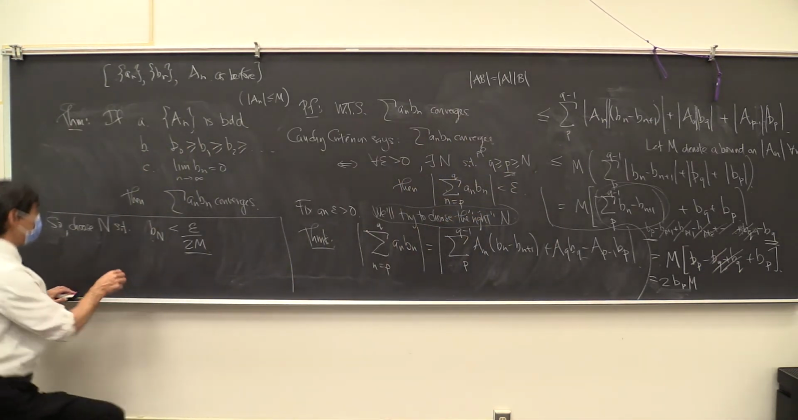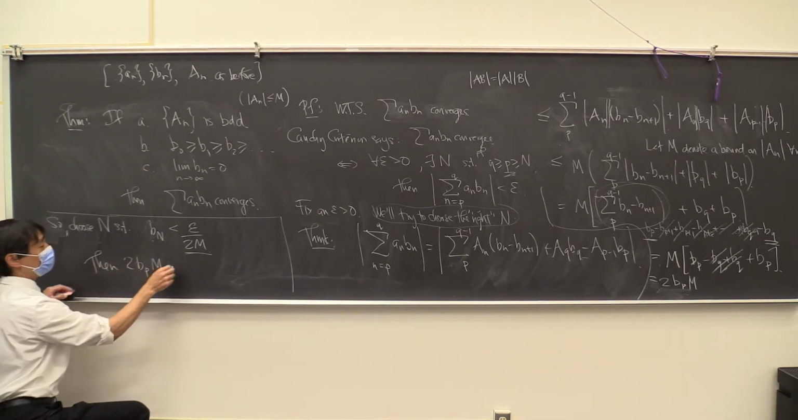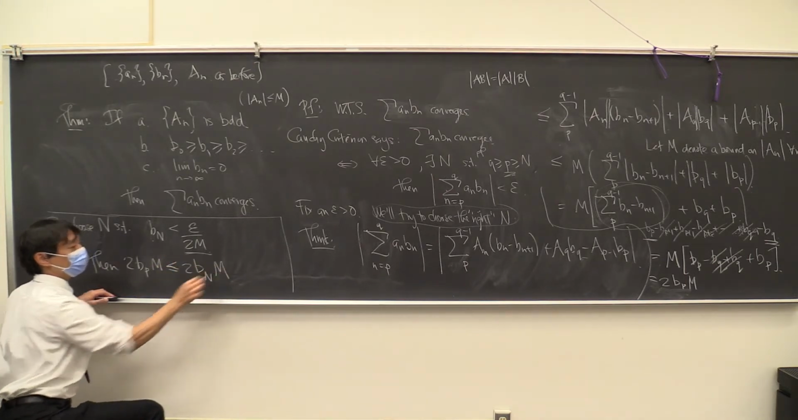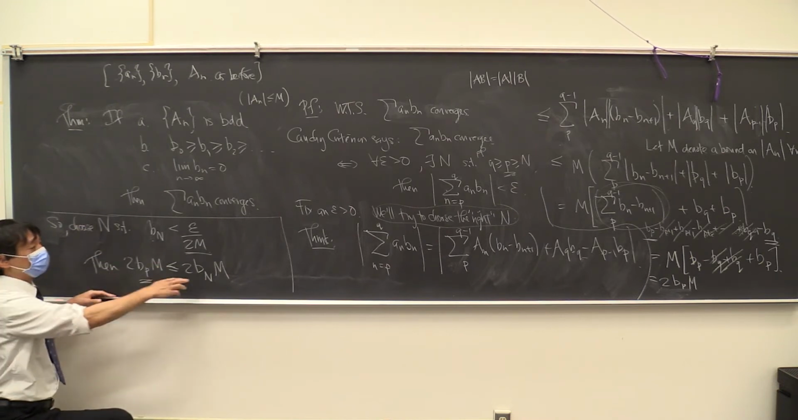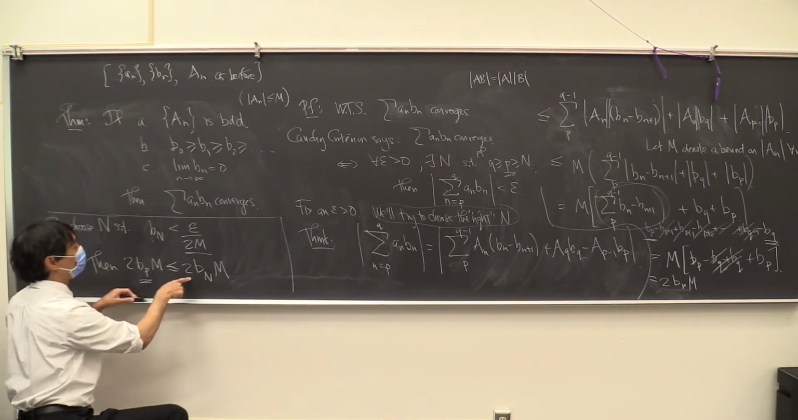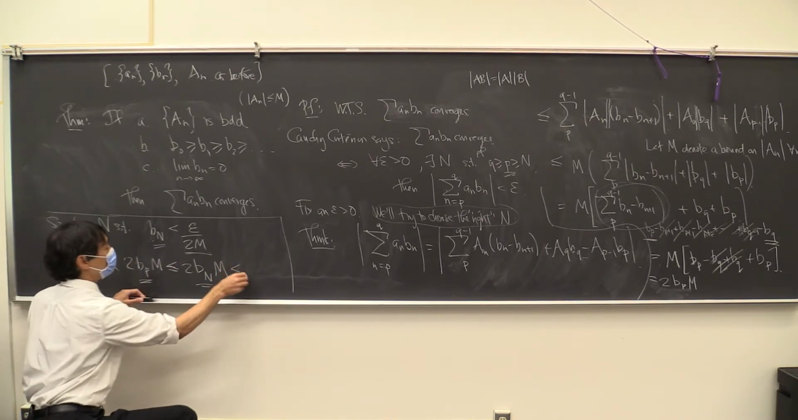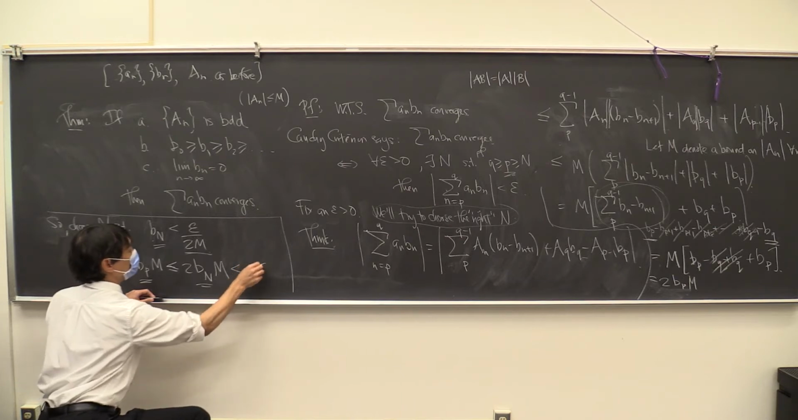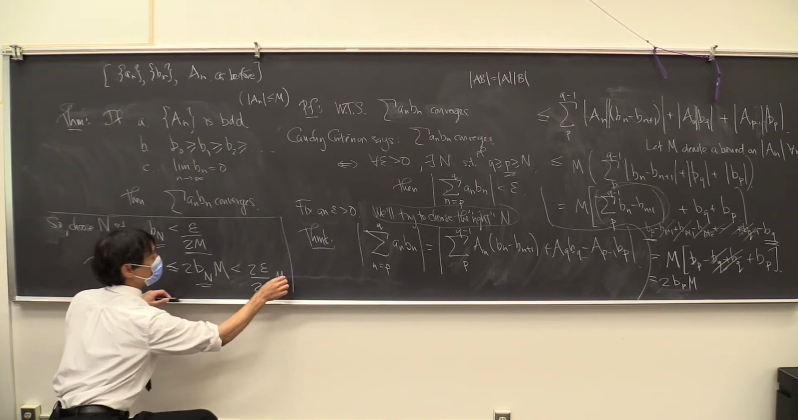So we know that this 2 b sub p times m is less than or equal to 2 b sub n times m, because b sub p is, you've got a decreasing sequence, and b sub n occurs before b sub p. And we know by what we just chose that this is smaller than 2 epsilon over 2m times m, which is epsilon.